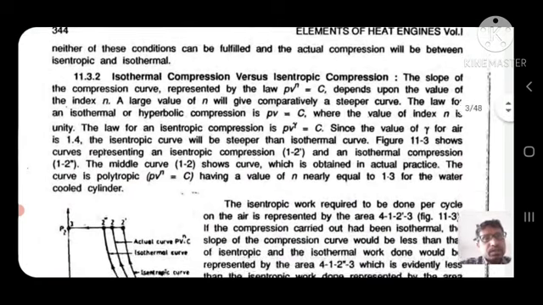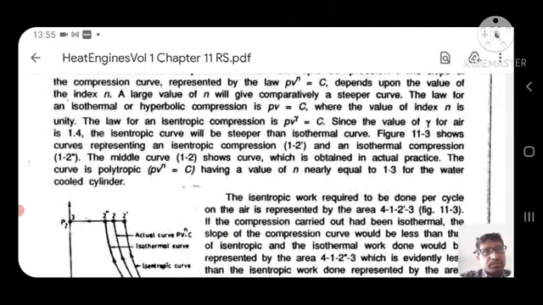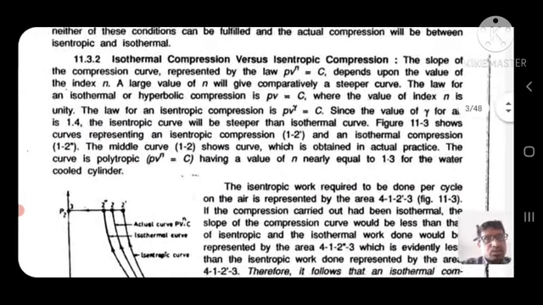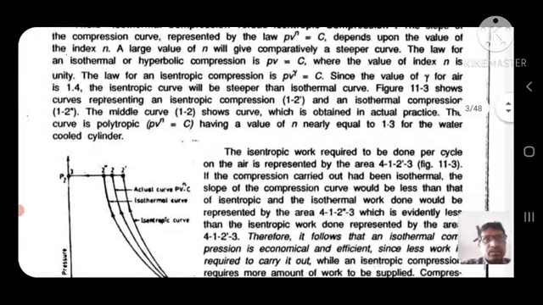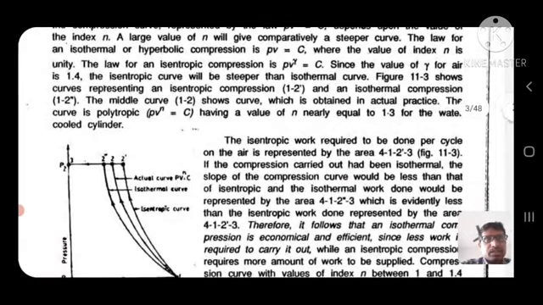Isothermal compression versus isentropic compression. Actually, the slope of the compression curve represented by the law Pv^n = constant depends upon the value of the index n. A large value of n will give a comparatively steeper curve.